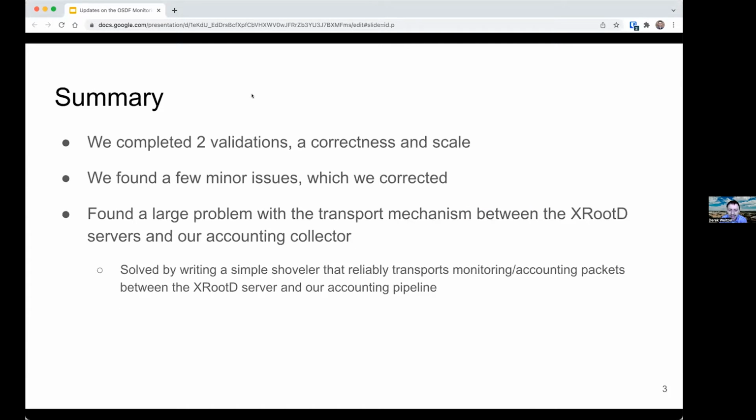In a quick summary slide, over the last, I think we're almost at 2 years now, we completed 2 validations, a correctness and a scale validation. We found a few minor issues which we corrected during the validations, but we did find a large problem with the transport mechanism between XRootD servers and our accounting collector. We solved this by writing a simple shoveler that reliably transports monitoring and accounting packets between the XRootD server, which is what our cache software is built off of, and our accounting pipeline.